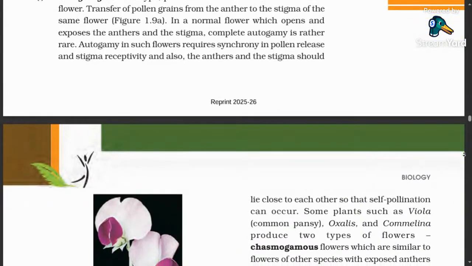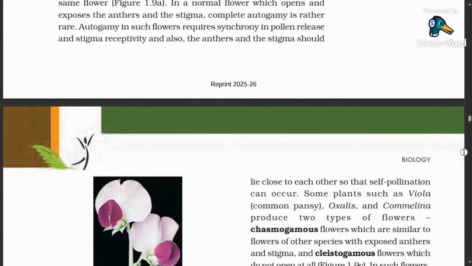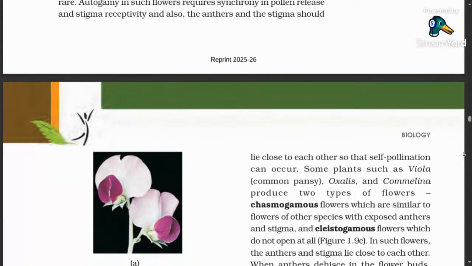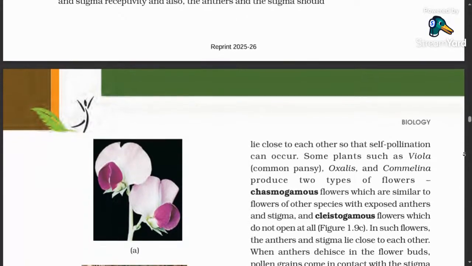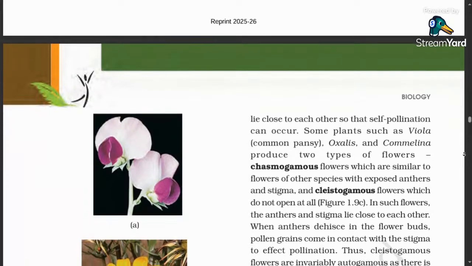In the normal flower which opens and exposes anther and stigma, complete autogamy is rather rare. Autogamy in such flowers requires synchrony in pollen release and stigma receptivity, and also the anthers and the stigma should lie close to each other so that self-pollination can occur. Some plants such as Viola, common pansy, Oxalis, and Commelina produce two types of flowers: chasmogamous flowers, which are similar to flowers of other species with exposed anthers and stigma, and cleistogamous flowers, which do not open at all.